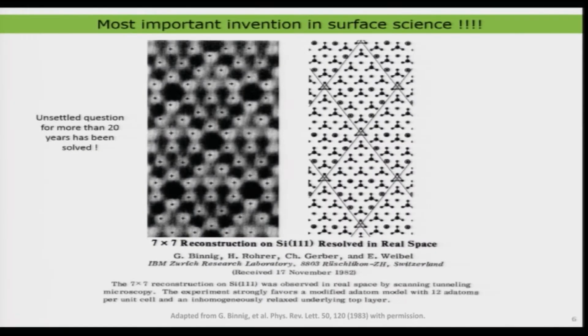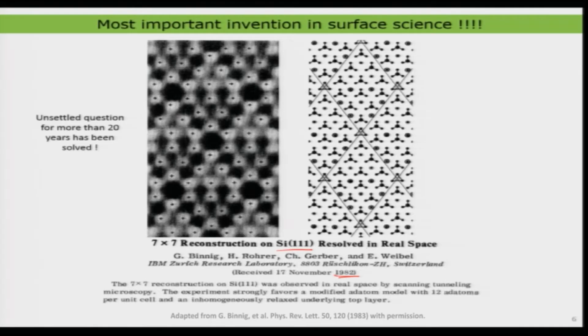Now I'll show you one of the most important discoveries triggered during this time. You can see the publication is from 1982. Immediately after they invented this microscope, one of the surfaces they looked at was the silicon 111 surface, and not just the normal silicon 111 surface, because by now you know that the silicon 111 surface forms a very stable reconstruction known as the 7x7 reconstruction. The 7x7 reconstruction was for the first time ever resolved in real space.